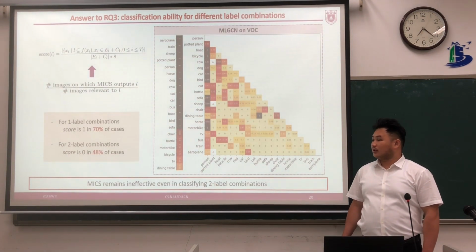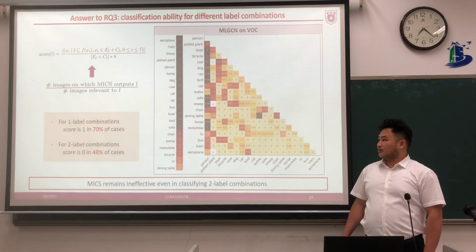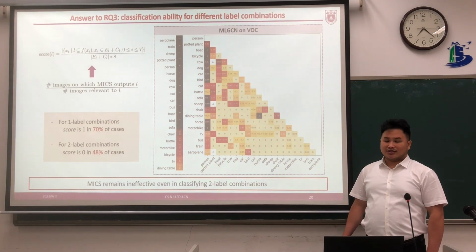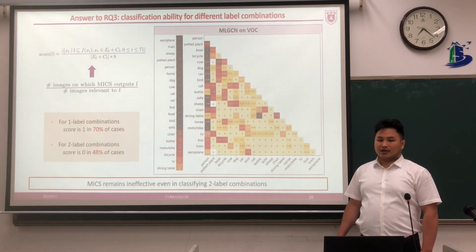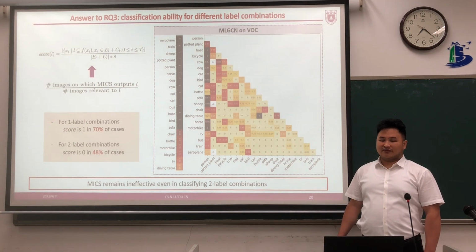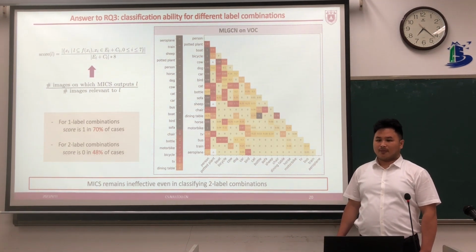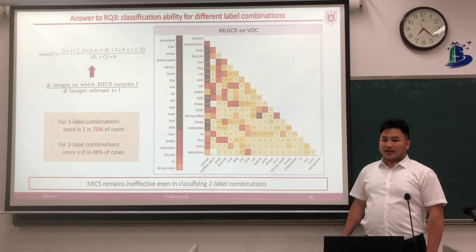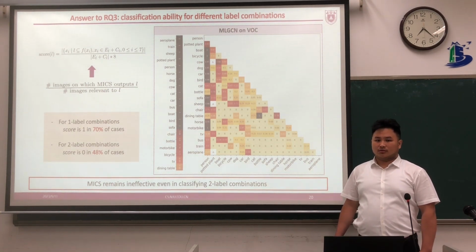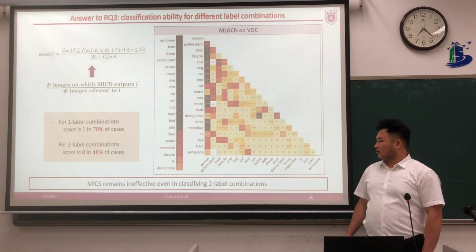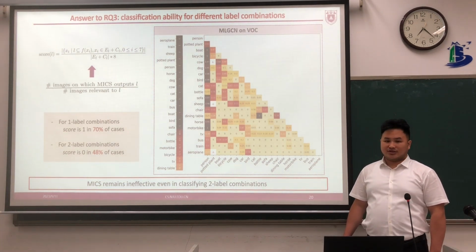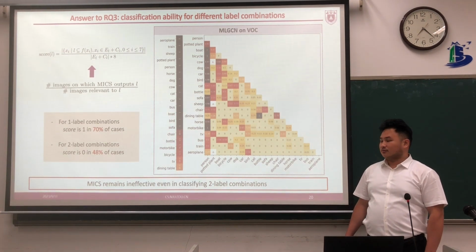For RQ3, we define a metric score, which is the ratio of images on which MSS outputs the current label combination to images relevant to the label combination. The higher the score, the better the performance for the label combination. We can see that MSS remains ineffective even in classifying 2 label combinations.